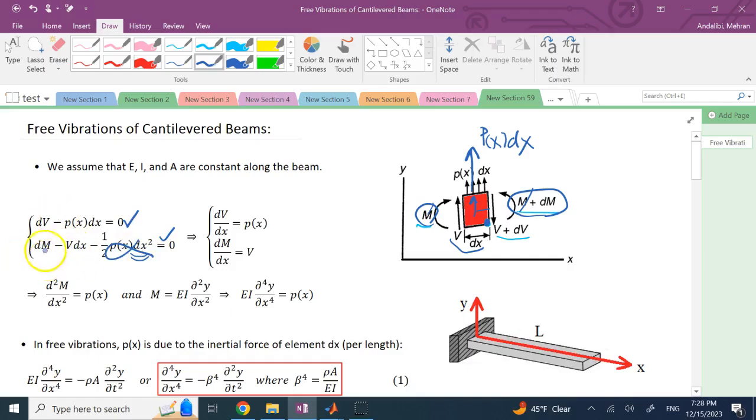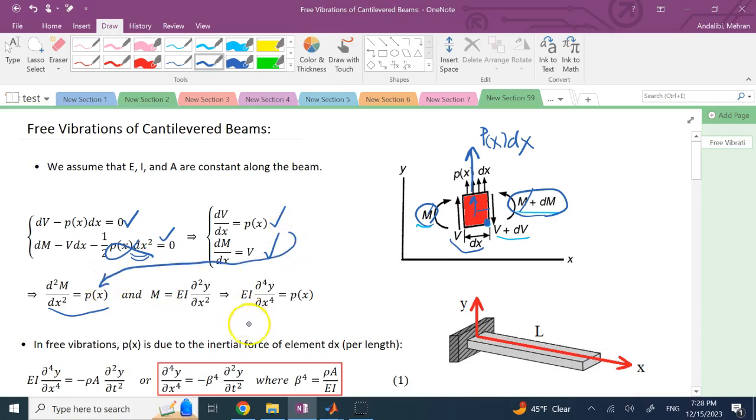So the two equations you'll get are dV over dx is P, and then dM over dx is V. Okay, and these are two well-known equations that you know in the formulas for Euler beam. So if you combine them, then you see that the second derivative of M with respect to x is going to be Px. So from both of these you'll get this result.